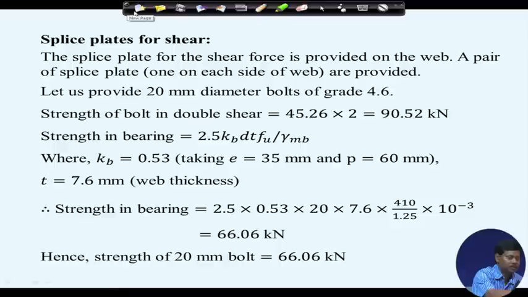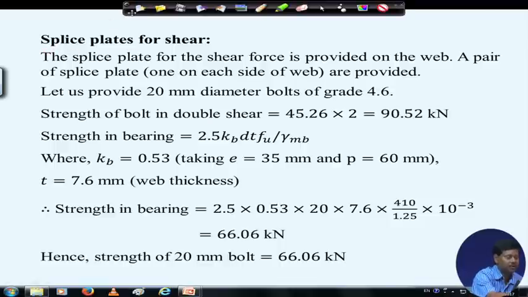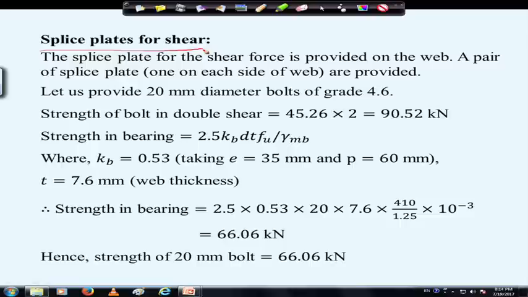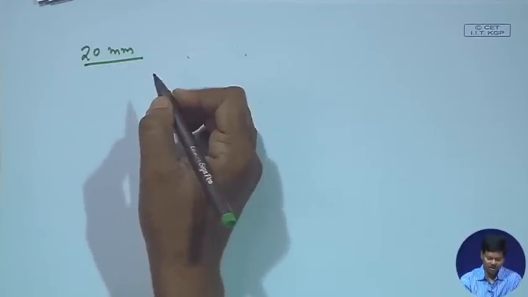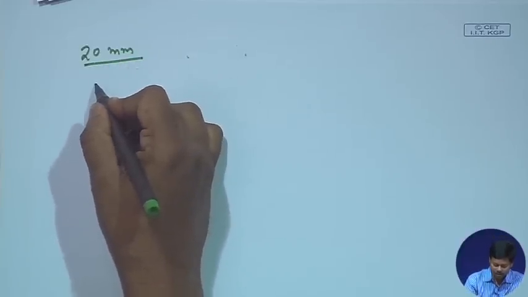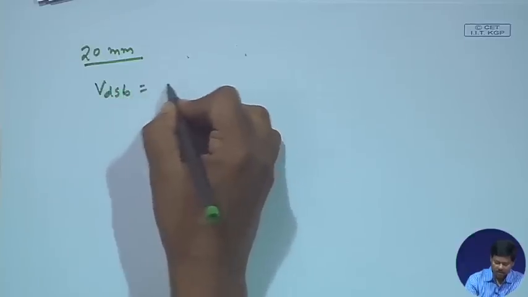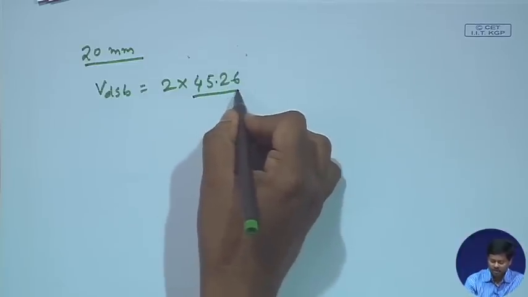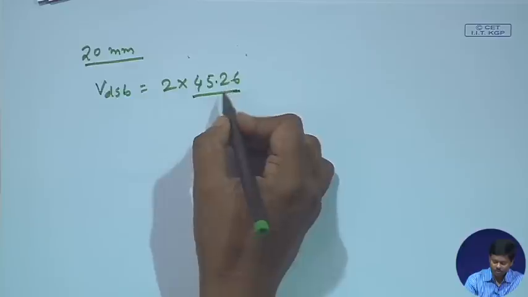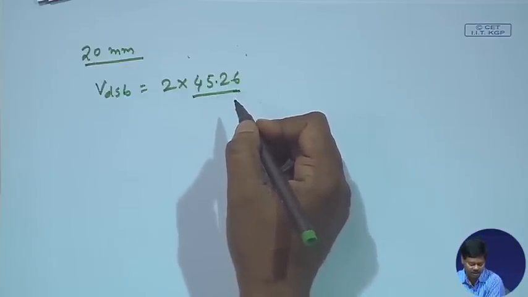Now, splice plate for shear. We will see how to find the splice plate dimension due to shear. Let us calculate step by step for the splice plate due to shear. If we use a 20 mm diameter bolt, then the strength of bolt in double shear, that means VDSB, will be 2 into 45.26 kilonewton. This 45.26 kilonewton we have calculated earlier as the strength of bolt in single shear, right.